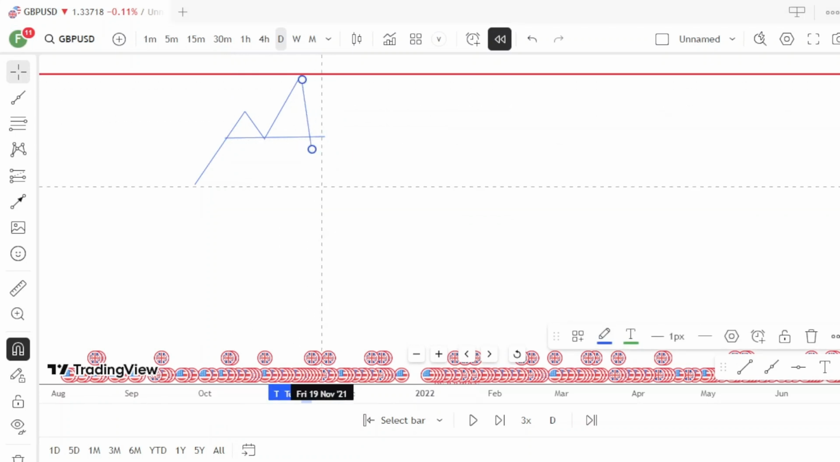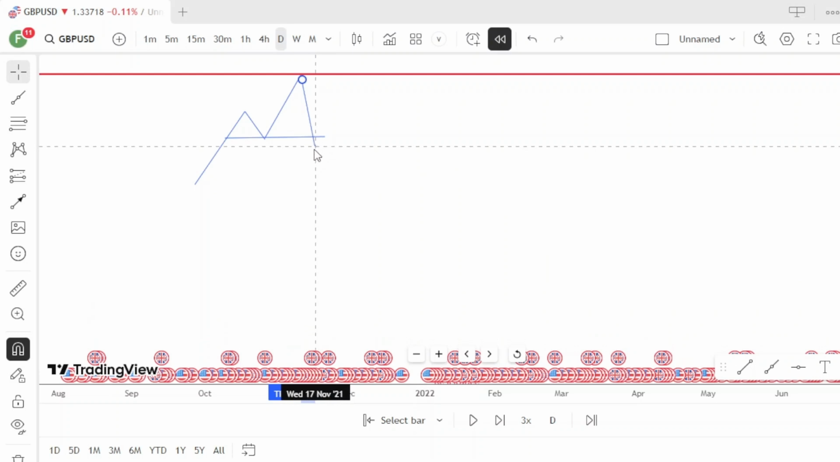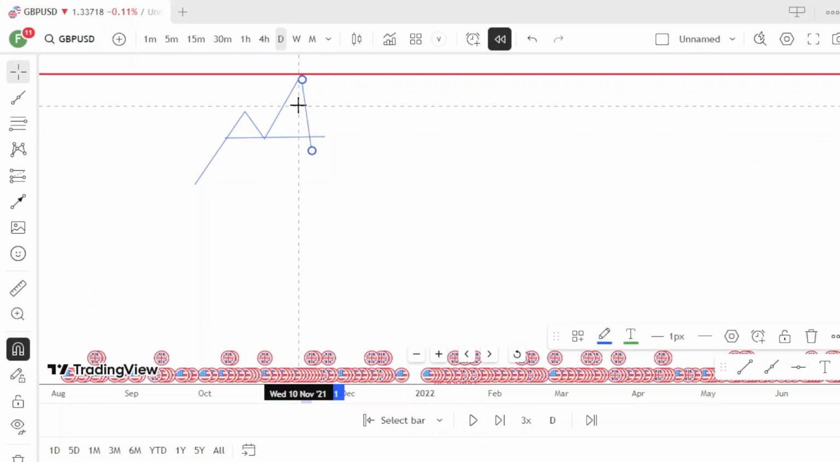That information is very important to confirm the presence of sellers in here. This is the first signal that the market may be turning bearish. But the break alone is not enough.